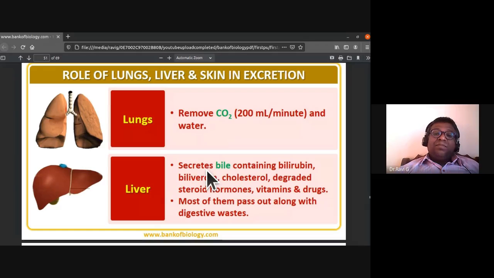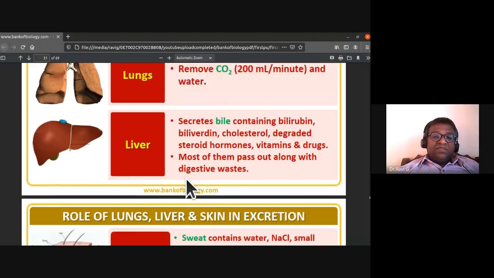The liver secretes bile juice, which contains bilirubin, biliverdin, cholesterol, degraded steroid hormones, vitamins, and drugs. Most of them pass out along with the digestive waste.